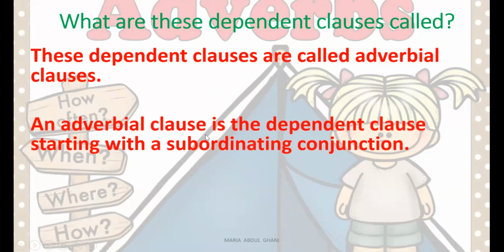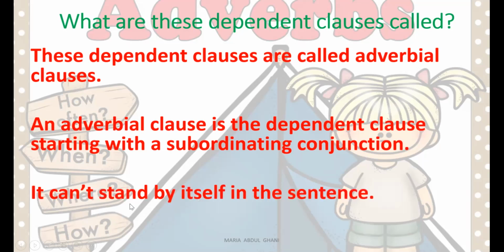An adverbial clause is the dependent clause starting with a subordinating conjunction. When we have a dependent clause starting with a subordinating conjunction, it's said to be an adverbial clause. What else? It cannot stand by itself in the sentence. It would be a sentence fragment if it is put in the sentence as it is.